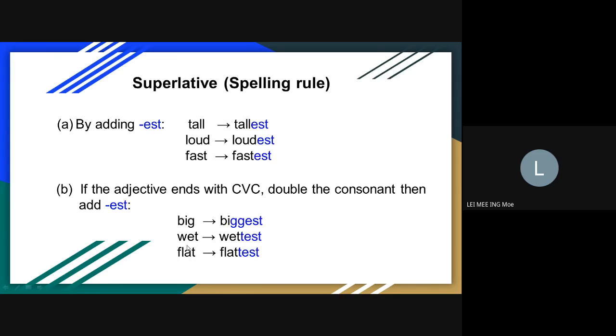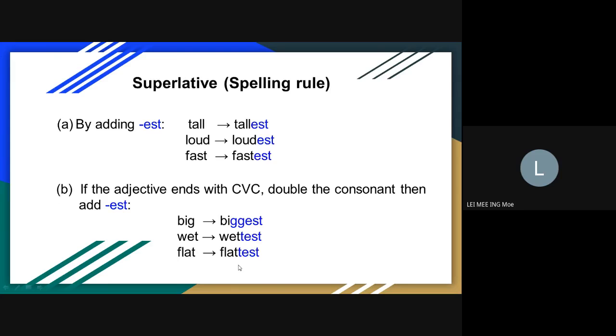Wet, CVC, we double the consonant T and plus est. Wet becomes wettest. And then flat, C, L is consonant, right? C, V, C. So you double the T, you plus est. Flat becomes flattest. That is rule number 2.